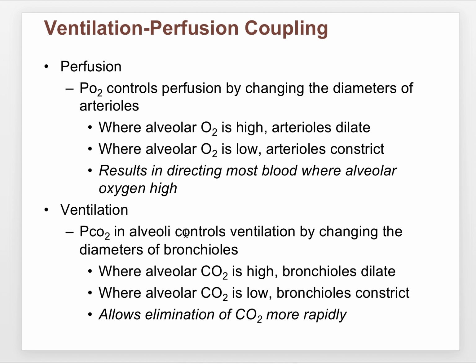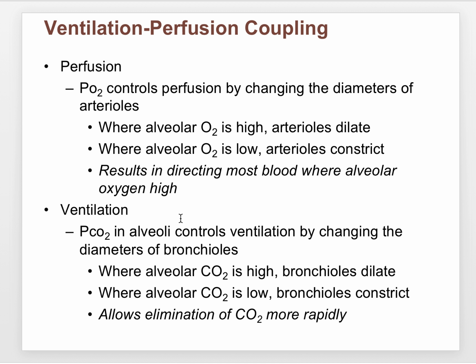If the alveolar oxygen is low, arterioles constrict to minimize the blood flow to that area, because it's low oxygen anyway, so you don't really want to direct your blood to the place where there's no oxygen. This ensures that the blood is being sent to the alveoli that have high oxygen. This ensures the most efficient transfer of oxygen from the alveoli to the blood.